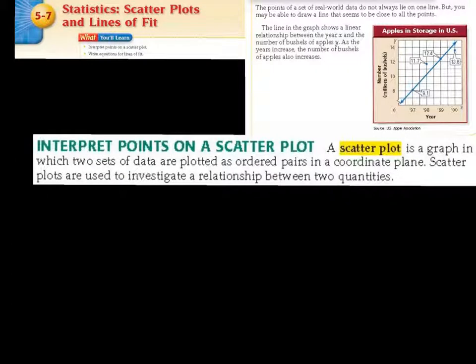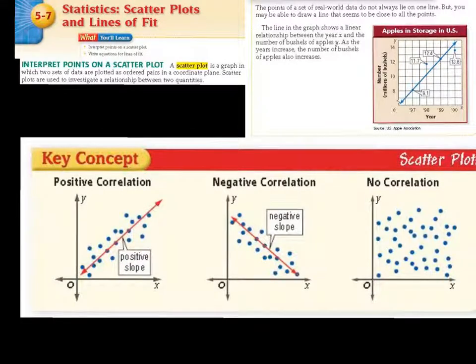A scatter plot is a graph in which two sets of data are plotted as ordered pairs in a coordinate plane. Scatter plots are used to investigate a relationship between two quantities. In the first graph, there is a positive correlation between X and Y. That is, as X increases, Y increases.